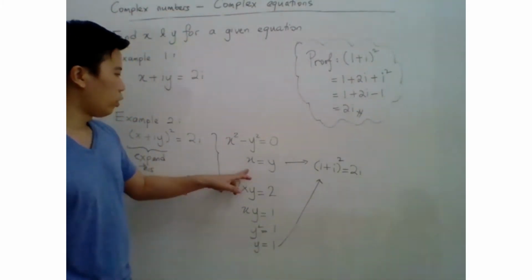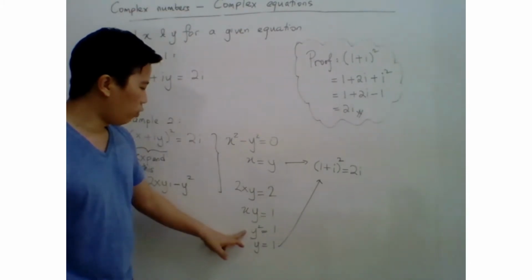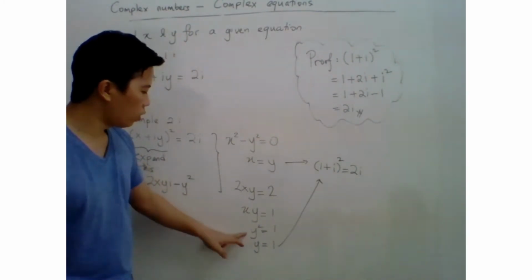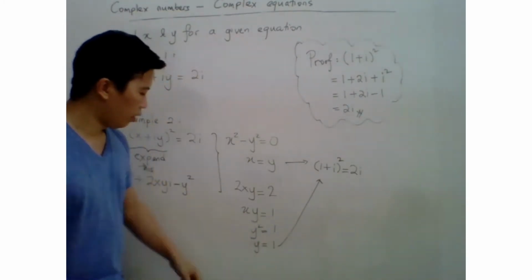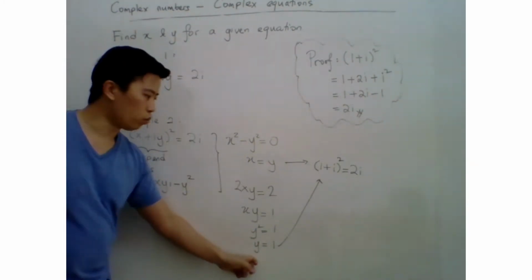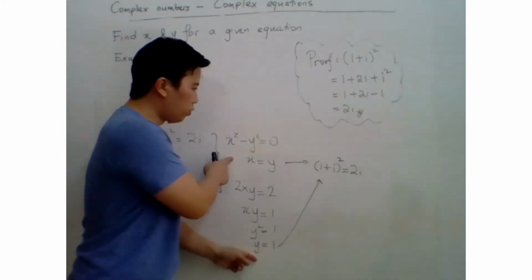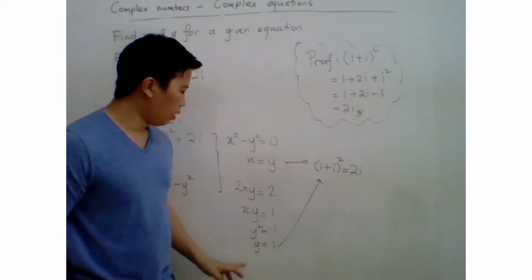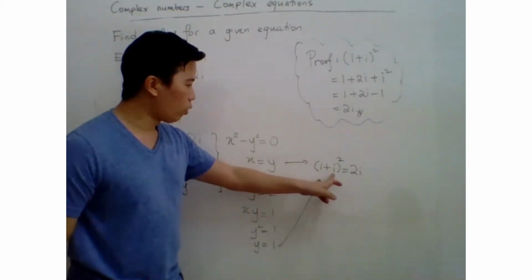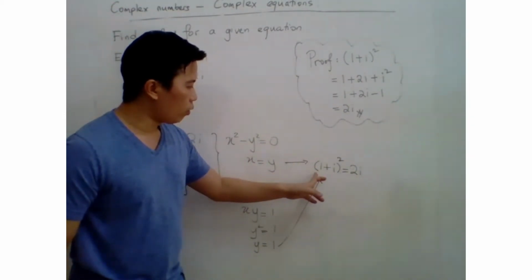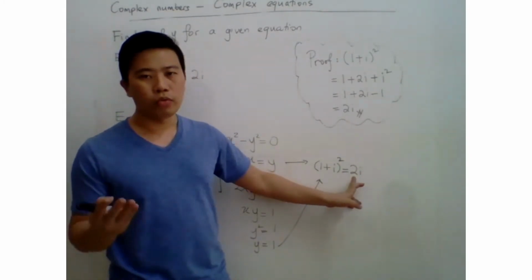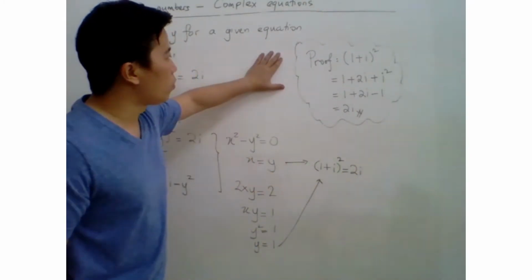And since we know that x is equal to y, we can replace x with y here, so that you have y squared equals 1, and therefore y is going to be equal to 1. So from these two results, you will see that in the x plus iy form, x is equal to 1 and y is equal to 1, and therefore 1 plus i squared is going to be equal to 2i.